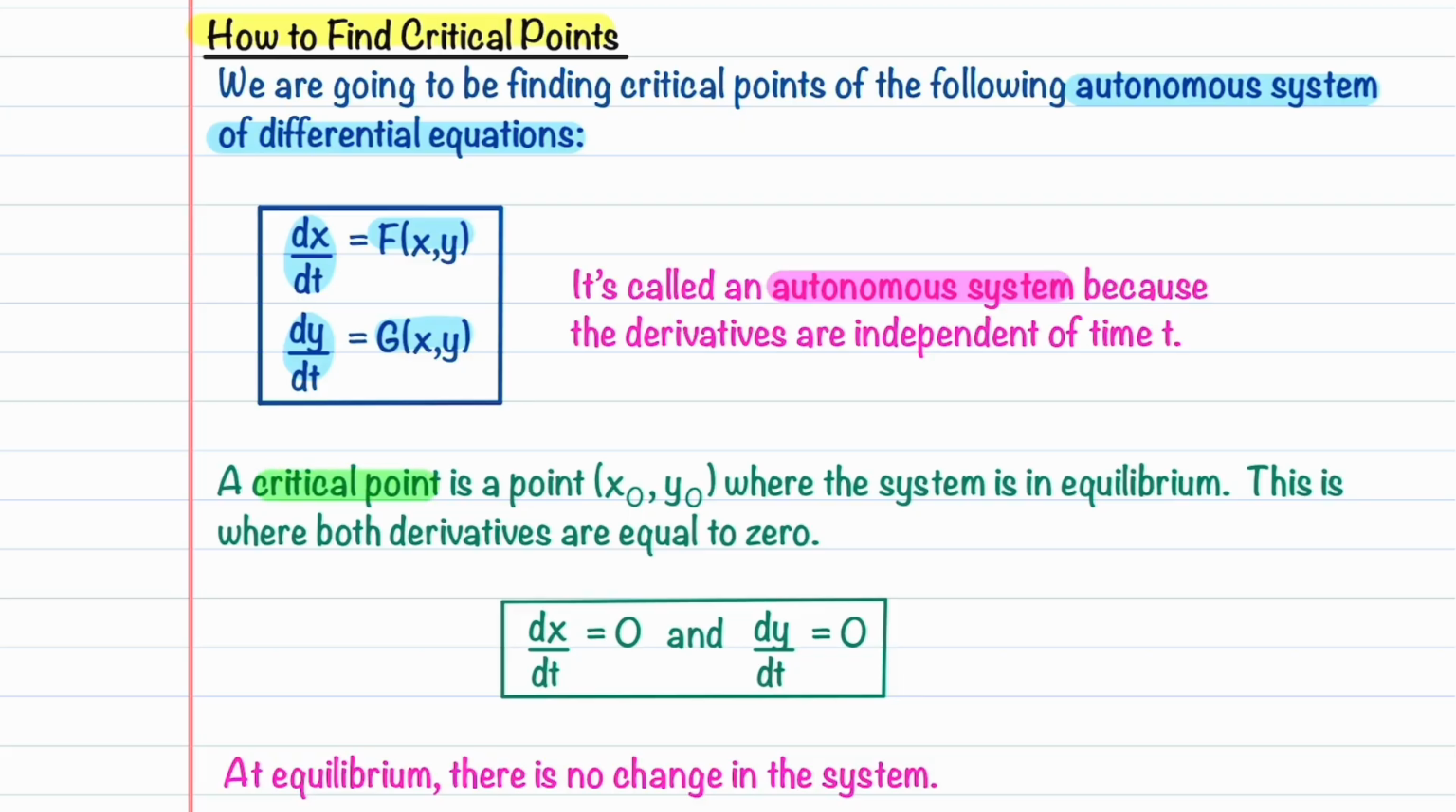Let's now define what a critical point is. A critical point is a point that I'll call (x sub 0, y sub 0), where the system is in equilibrium. This is where both derivatives, dx/dt and dy/dt, are equal to 0. At equilibrium, there is no change in the system.